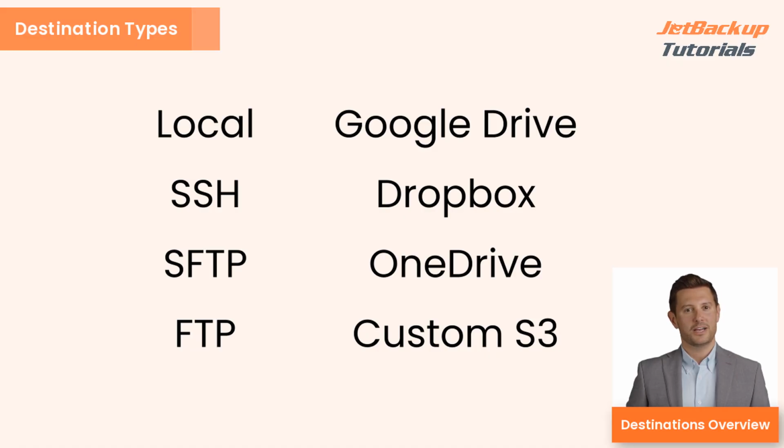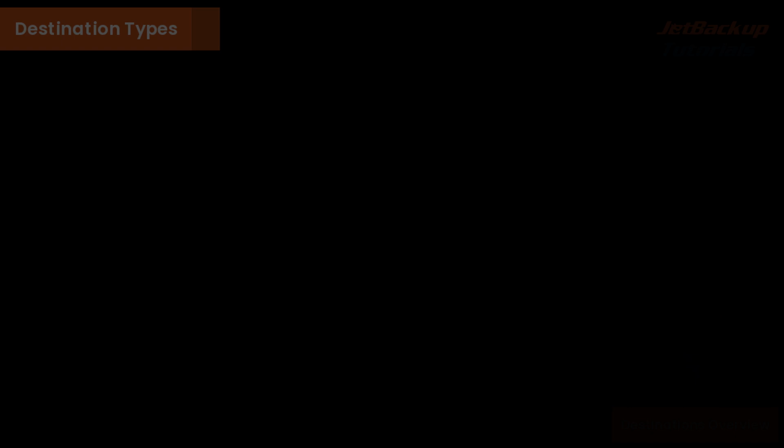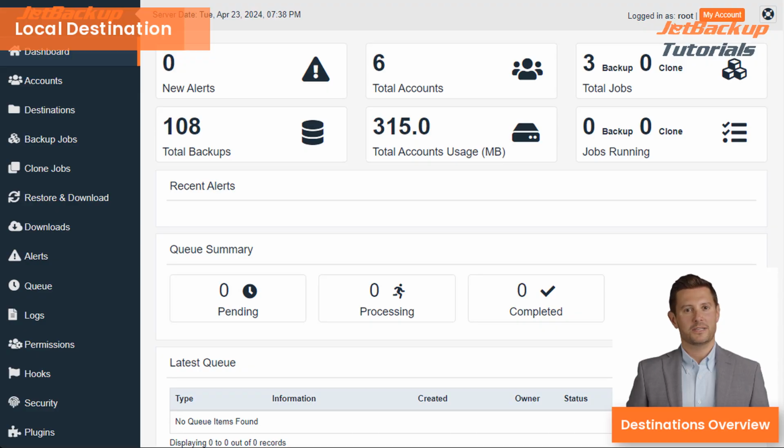Now that we have gone through the available backup options in the destination page, let's now explore the various destination types supported in JetBackup 5 and how to configure each. Please feel free to jump into the associated chapter with the destination type you would like to configure. A local destination is our most basic destination type.